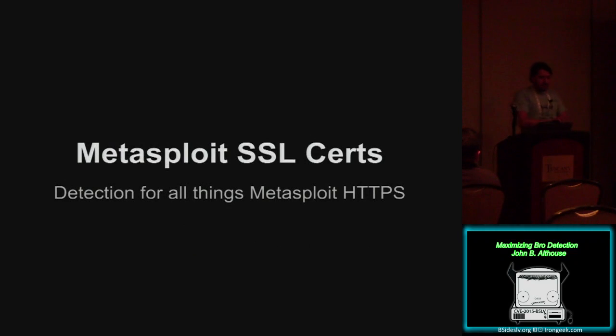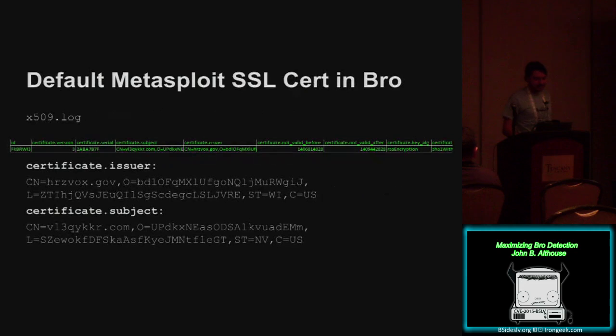So, for an example, Metasploit SSL certs. Metasploit by default, whenever you do something over Metasploit and you're asking for it to go over SSL, will automatically generate a brand new cert every time you do it. This is great, so it's never the same cert twice. So that would be really hard to add to your Intel list. So let's detect that. So what does the Metasploit randomly generated cert look like in Bro?